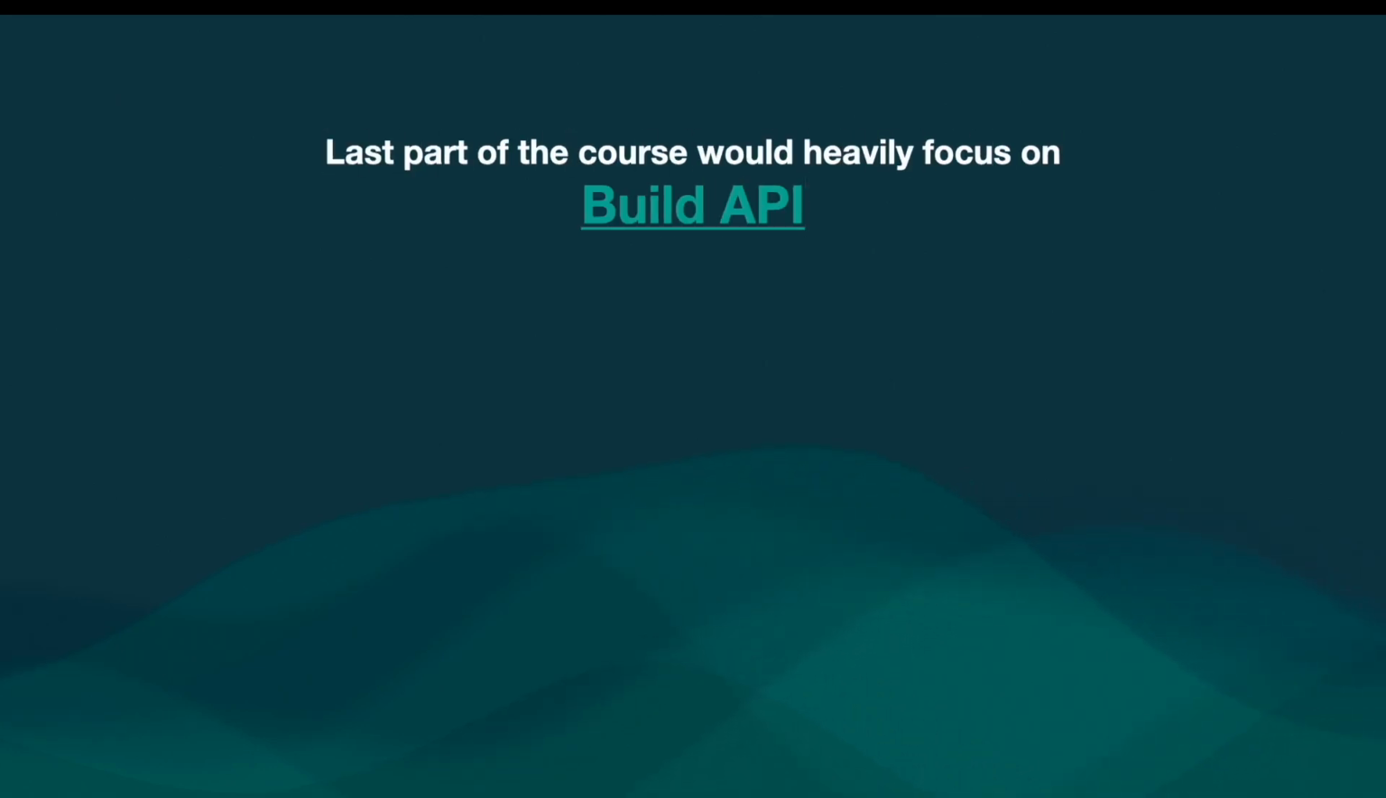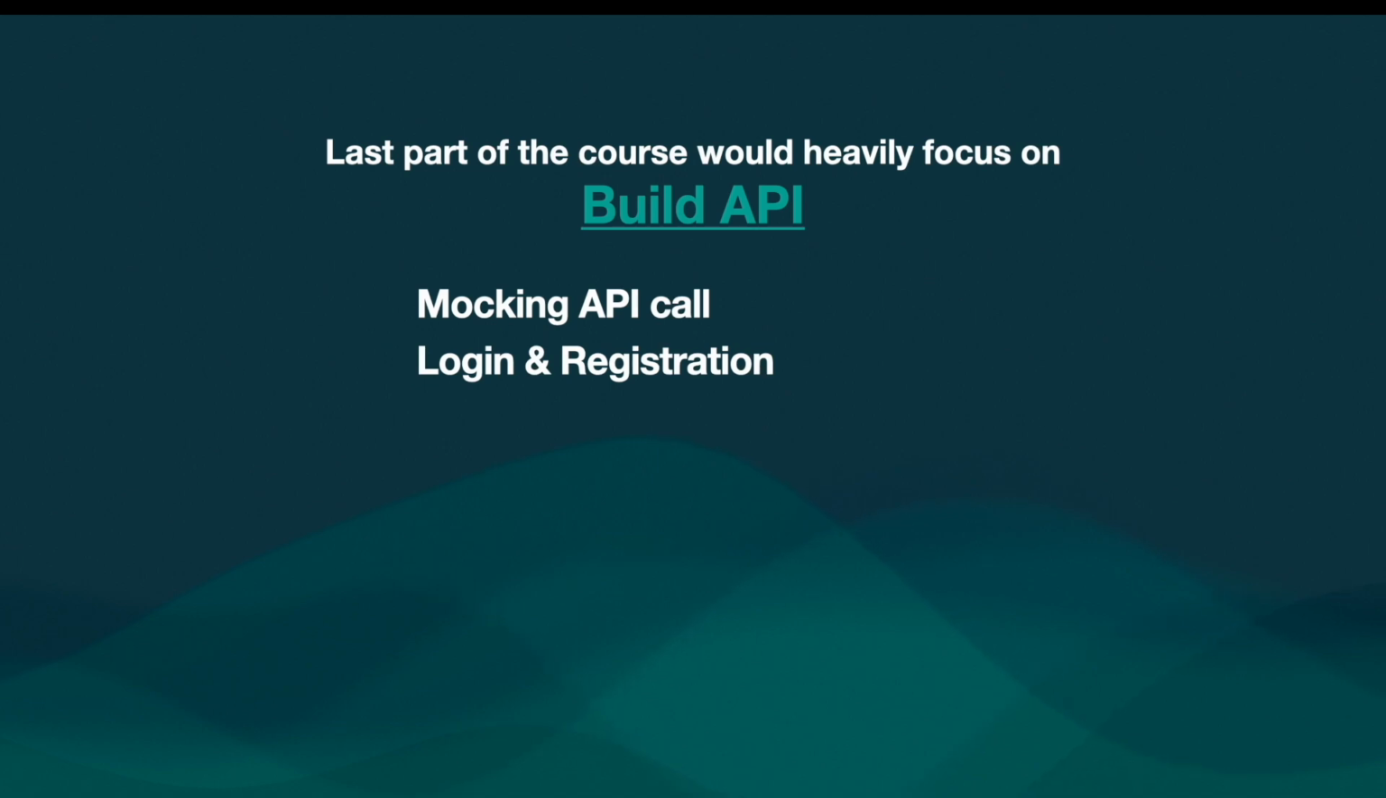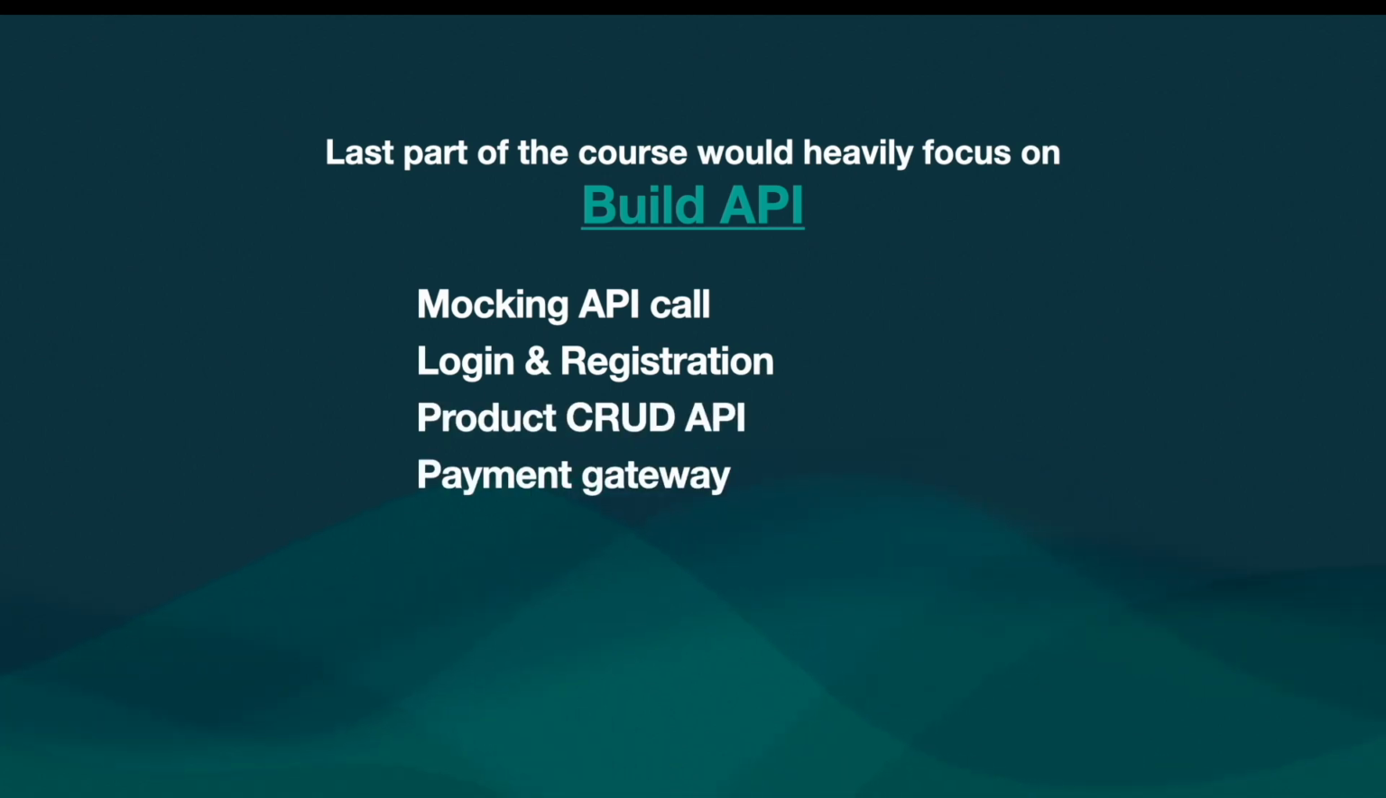At the end of this tutorial, we are going to focus more on the backend side, where we're going to build an API. Now for building the API, definitely we're going to mock API calls, and then we'll do login and registration. So you're going to do a product CRUD API, and eventually we'll learn how to integrate a payment gateway. And all this data should be stored in our MongoDB data store, where we'll learn a lot more about schemas and how to build your own schemas.